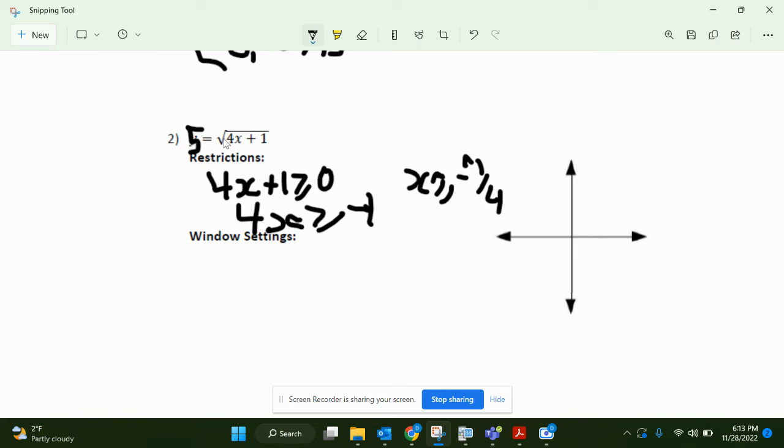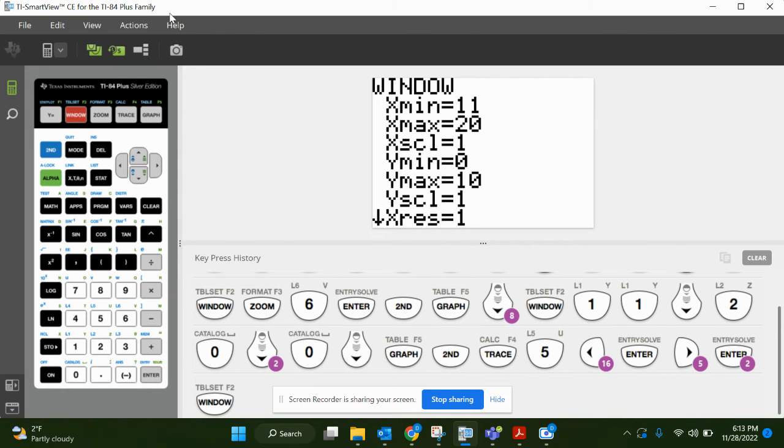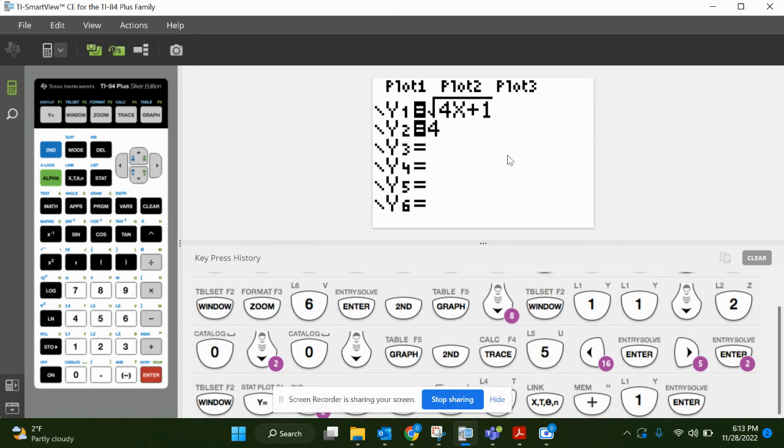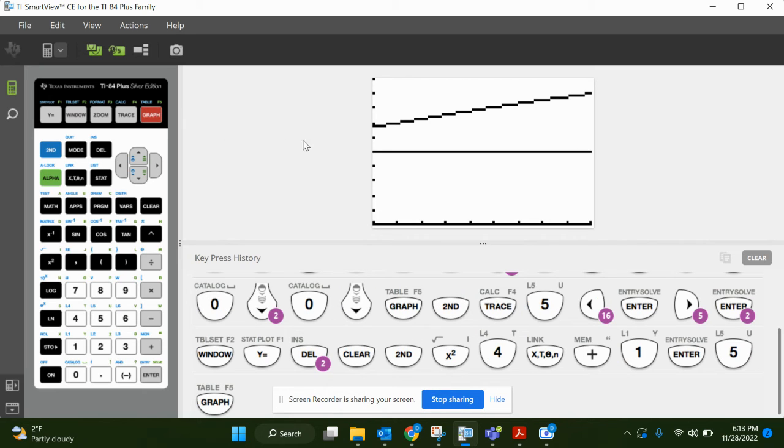Okay, so let's graph 5, and let's graph the square root of 4x plus 1 on our calculator. So we're going to clear that. Square root of 4x plus 1. I didn't put it in brackets this time. We'll see how it works. Okay, there's 1, and then this one is going to be y equal to 5. Let's see what that looks like. Okay, we can't see the intersect, so let's look at the table.